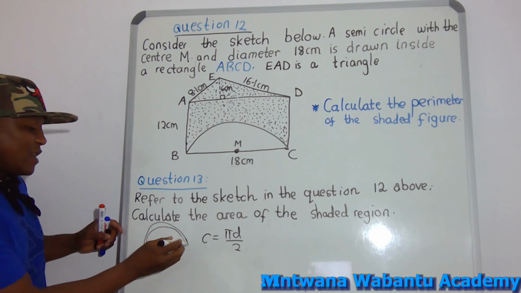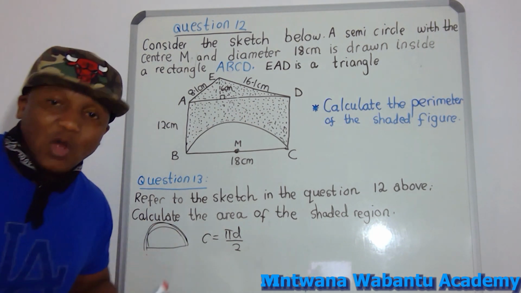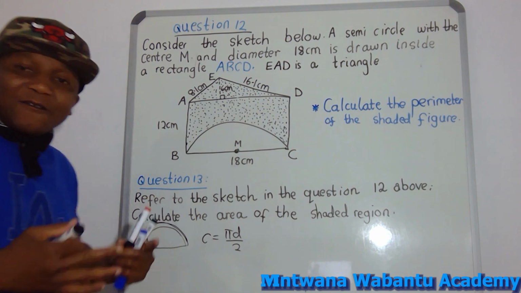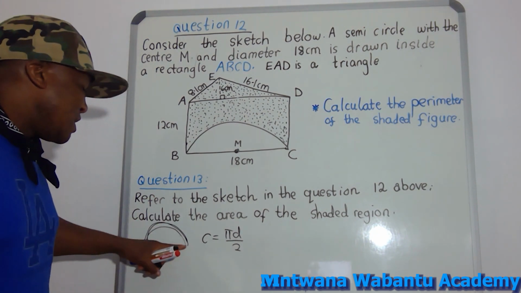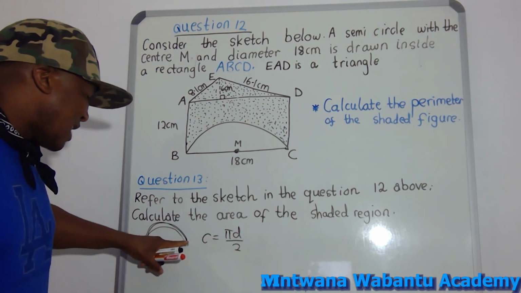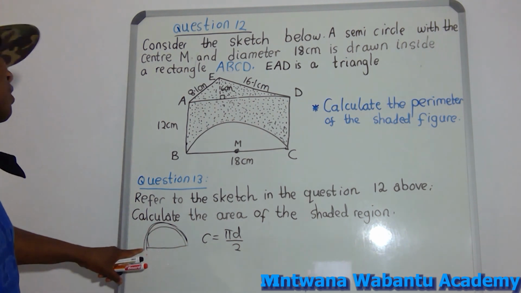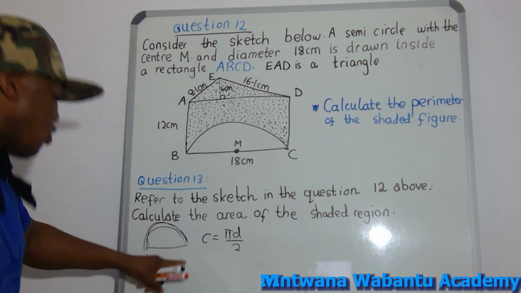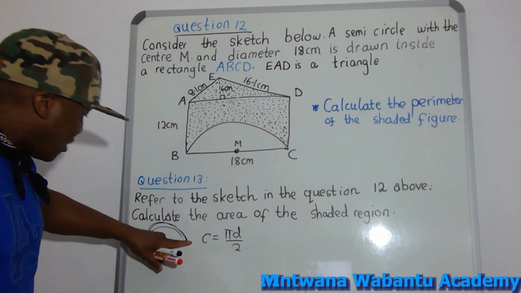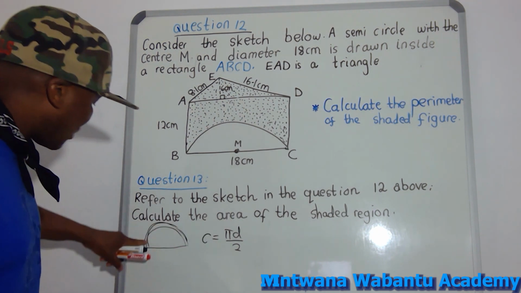And then, did I finish my whole circumference? No. The full half circumference cycle means pi d over 2, like this is from here all the way to here. Because when you say pi d, it means all along. So pi d over 2 means from here all the way to here.